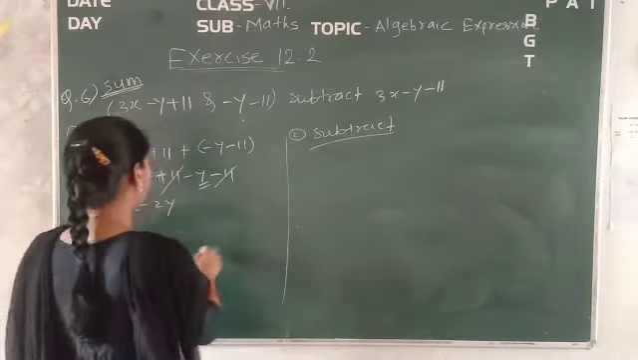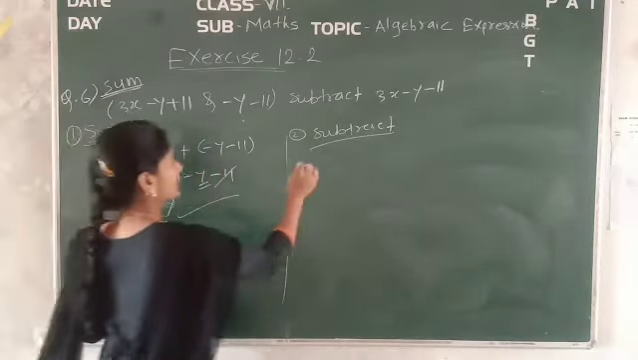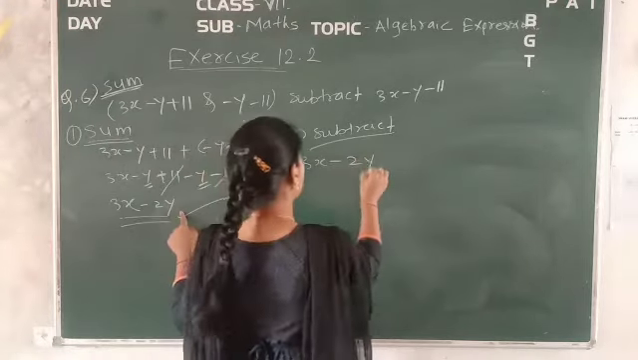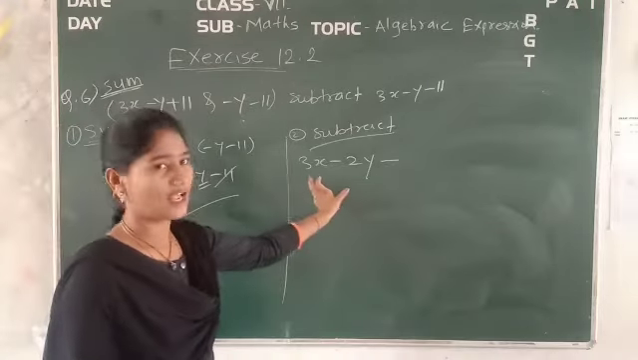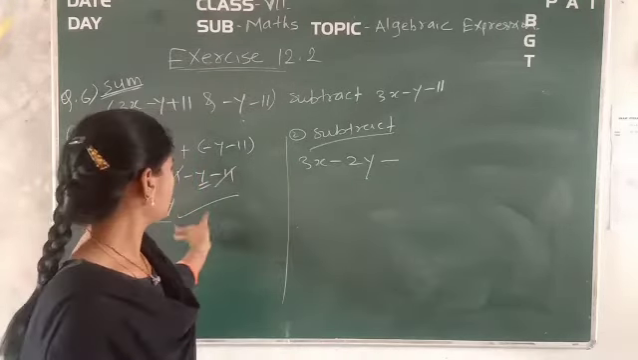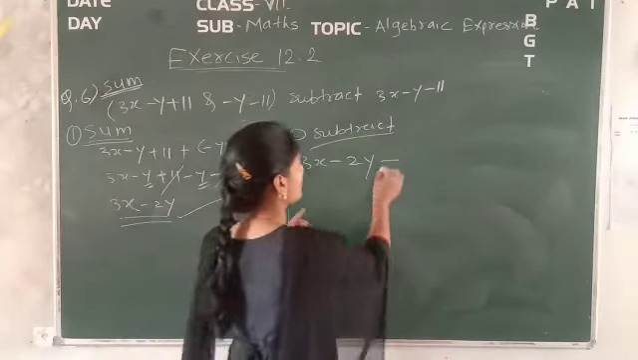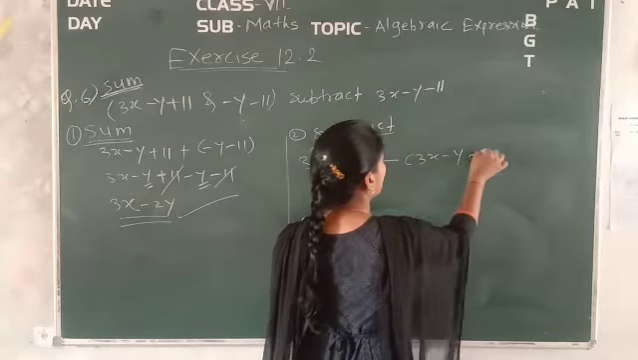Okay, so subtract from that number, that is 3x minus 2y minus. Okay, we have to subtract this number from this number. So minus 3x minus y minus 11.